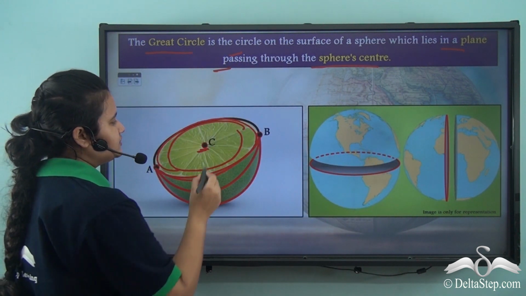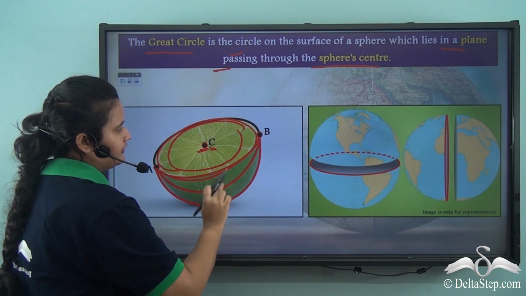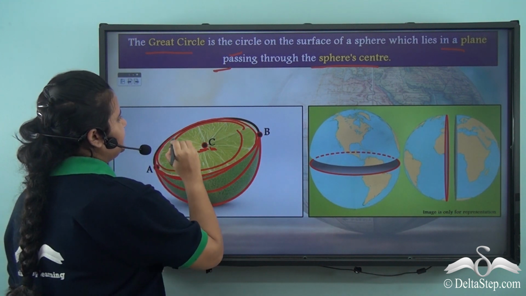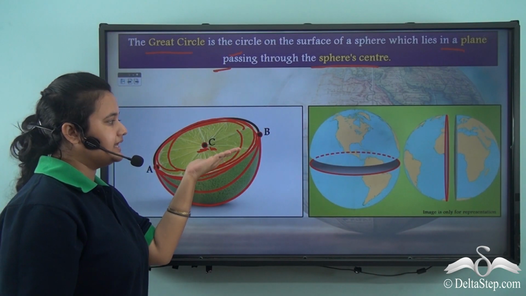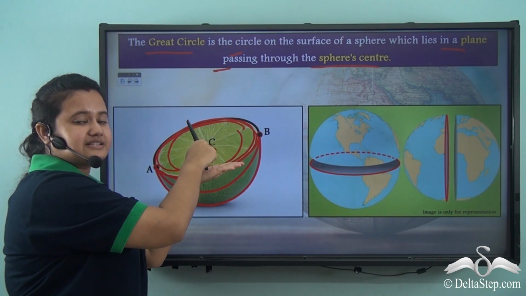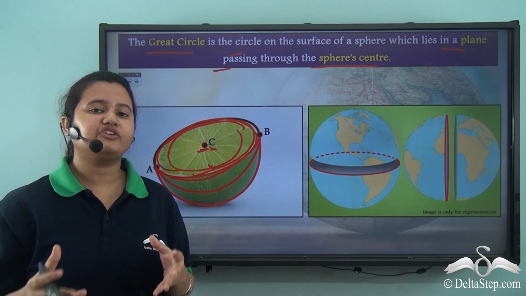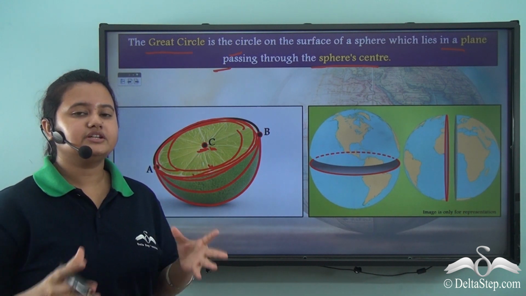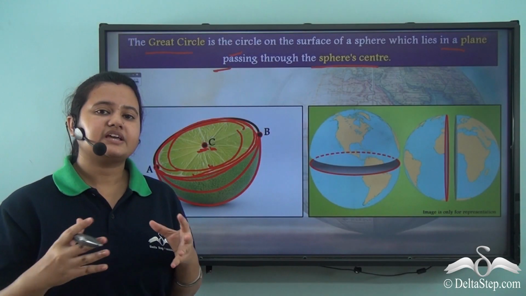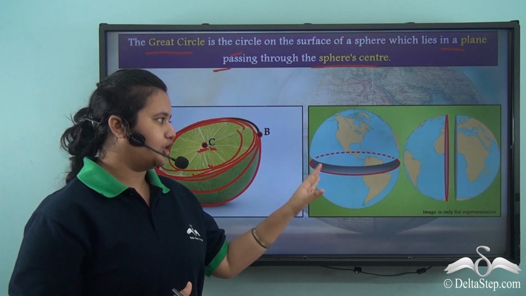So in this picture, point C is the center of this sphere, and this line is the Great Circle which lies in a plane that contains C, that is the center of the sphere. Now as shown in the previous activity, this Great Circle is the shortest distance. Now let us incorporate this concept of Great Circle in our globe.